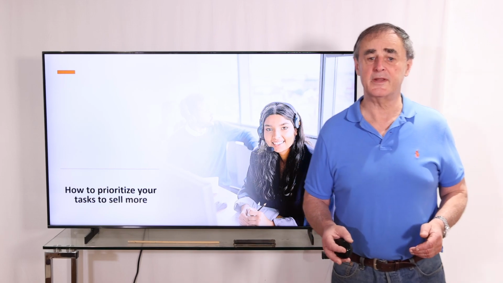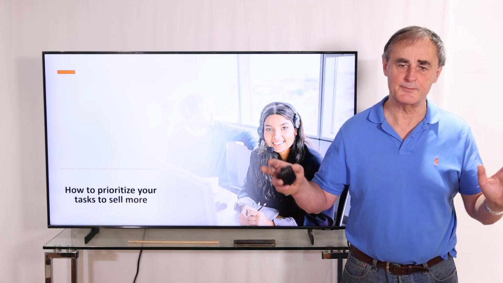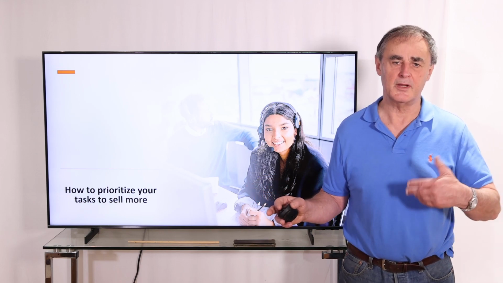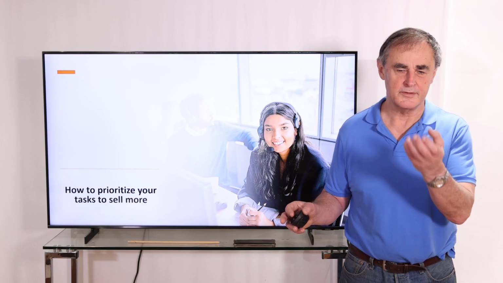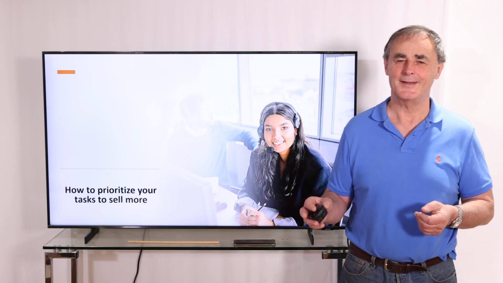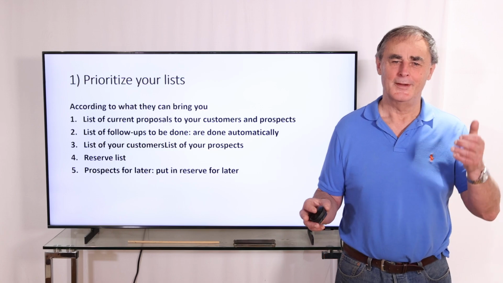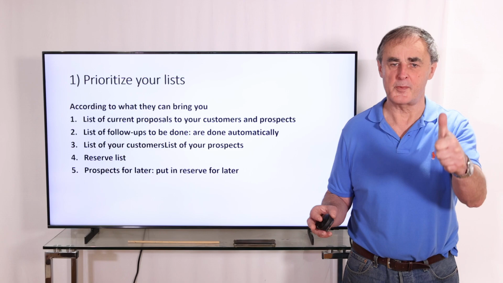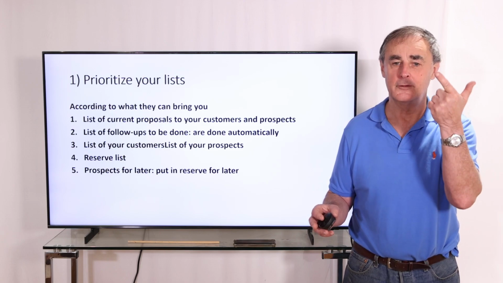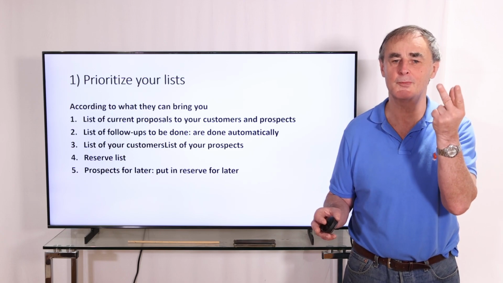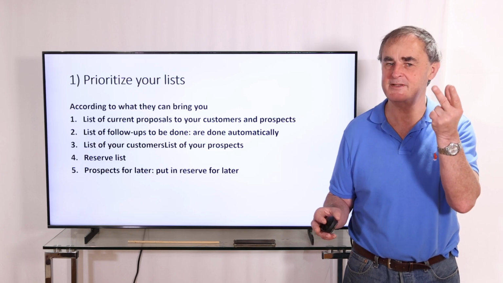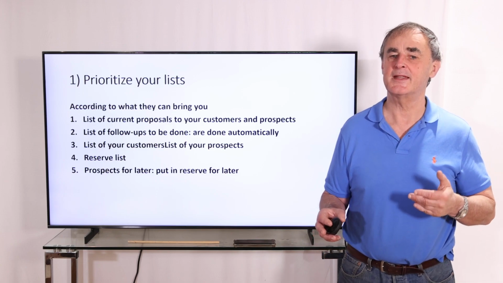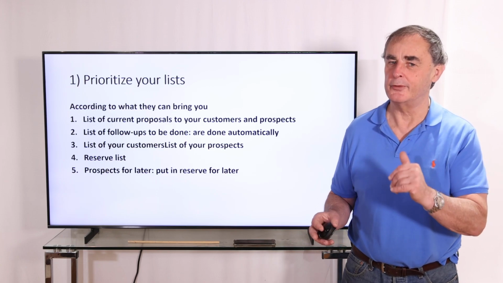Now, how to prioritize your task to sell more. I explained how it worked. I may be a bit redundant, but I would like now to give you the sales point of view, what I like to do. First, how to prioritize your list. 1, your current proposal. I'm repeating myself here. 2, the follow-ups. 3, the customers you already have, because you invested in them too. Then your prospect, then your reserve list, and then your prospect put on hold.